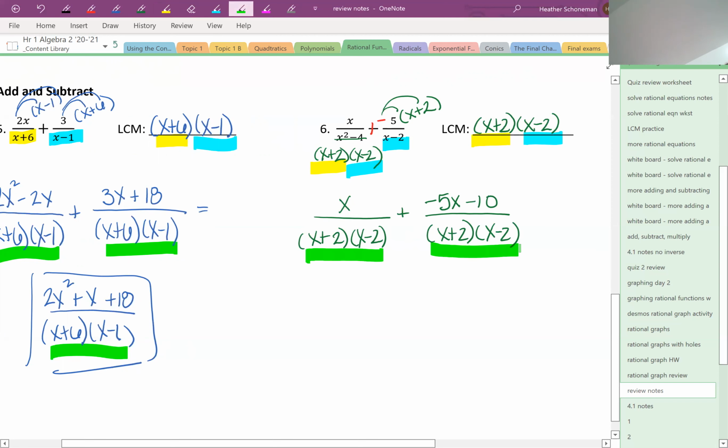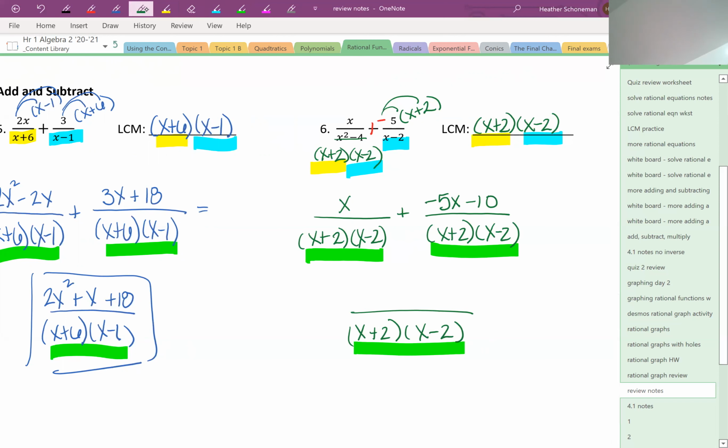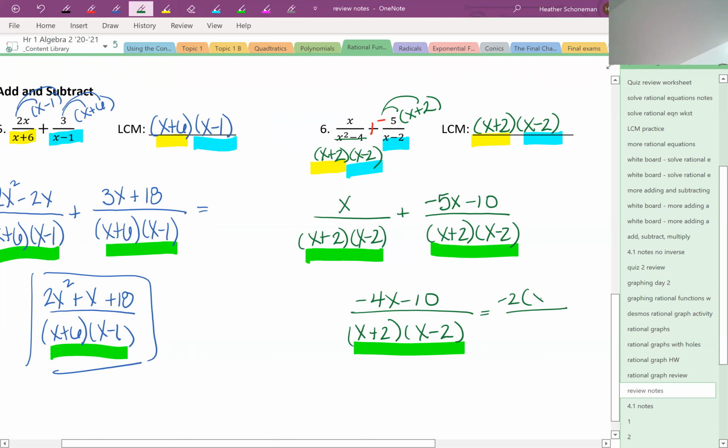Now my fractions have the same denominator. So now I'm going to merge them into one fraction that has that same denominator. And that same denominator is x plus 2, x minus 2. But before I can do that, I need to combine the numerators. x and negative 5x is negative 4x minus 10. When I'm doing this, I could factor the numerator. I could take out a negative 2, leaving me with 2x plus 5, but that won't cancel anything with anything on the bottom. So we are just done. And that's my final answer.